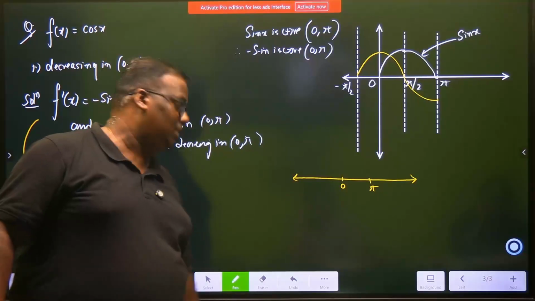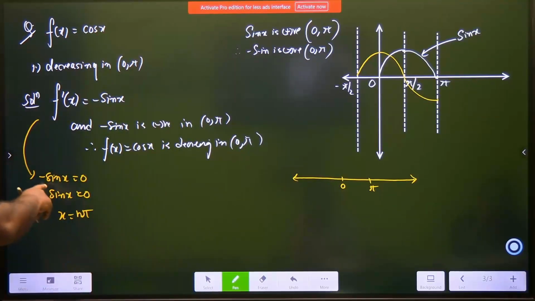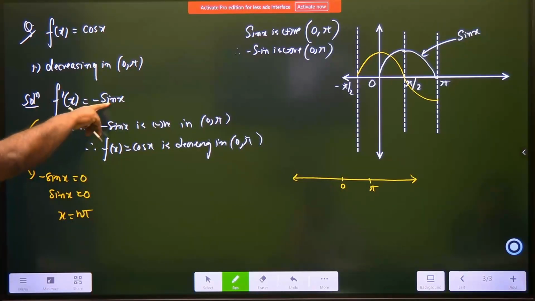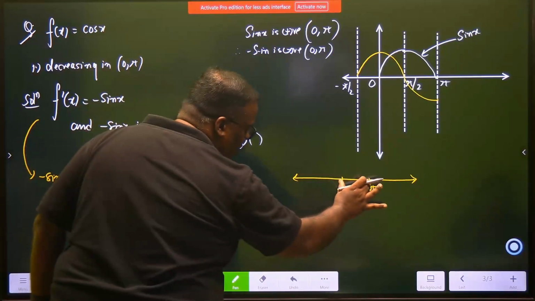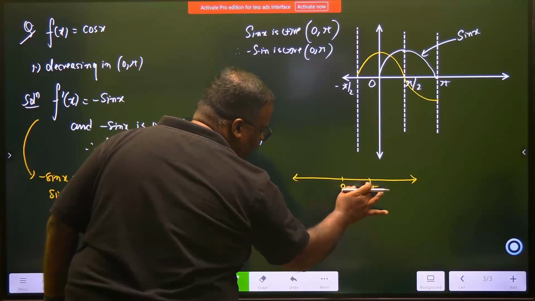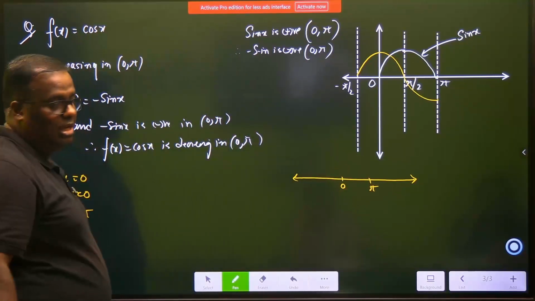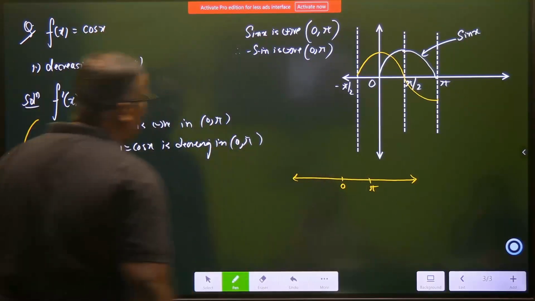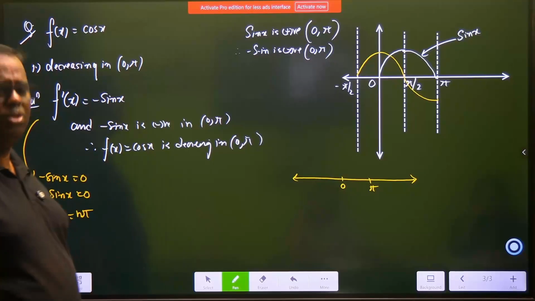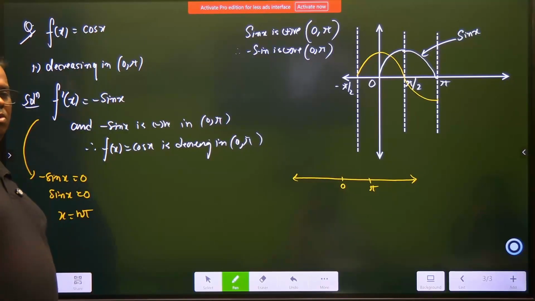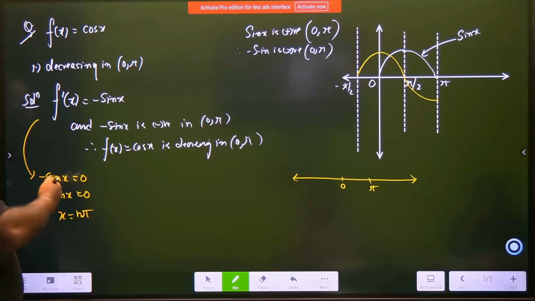At these points, what is the derivative of this particular function? The derivative is negative of sine x. Between these 2 points, at this point the derivative is 0, at this point the derivative is 0. Let us check any point in between. Take pi by 2. What is sine pi by 2? Sine 90 is 1, so minus sine is minus 1, which is less than 0. So the function is decreasing.